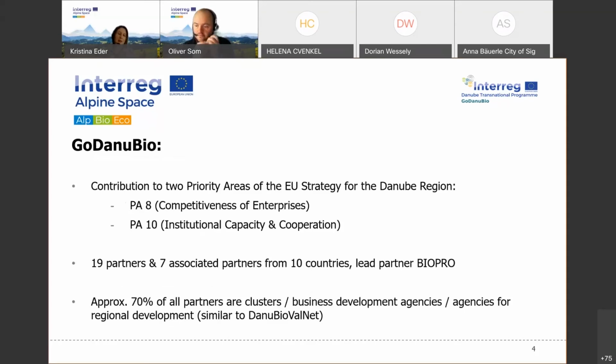But now, coming to Go Danube Bio, this project started last year in July, so we are at the beginning, I would say, and it contributes to 2 different priority areas of the EU strategy for the Danube region. We are working on the competitiveness of enterprises and also the institutional capacity and cooperation. We are now 19 project partners and 7 associated partners from, again, 10 Danube countries, and approximately 70% are from clusters or business development agencies. The consortium is really similar to the forerunner project.